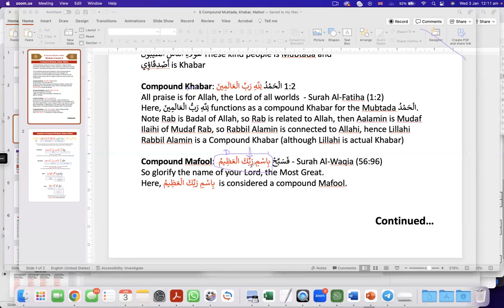Because Rabbi is kasra, because it is the mudaf ilayh of ism. Because of Bismi. Yeah, correct. Good, very good. Let me just add something, then it will be clear. Rabb's original is Rabbu. Original is Rabbun. Correct. One second, let me explain now.